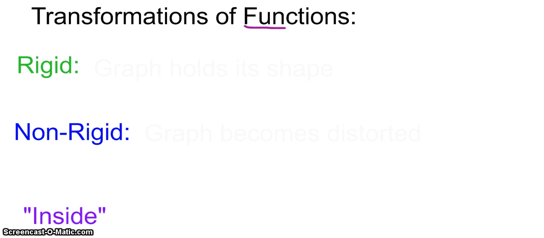Alright, really though, all jokes aside, today we're going to take those parent functions that we studied in the last unit and we are going to start transforming them, which means we're going to move them around the coordinate grid. There are two different types of transformations that we are going to talk about.